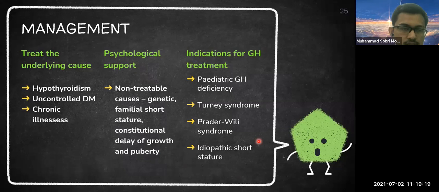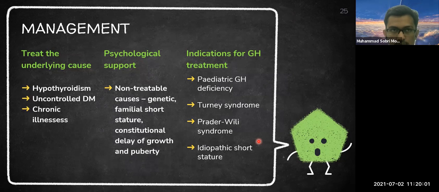So I'm just going to touch on the management generally. If the short stature is caused by an underlying cause, such as hypothyroidism, uncontrolled diabetes mellitus and other chronic illnesses, it is logical for us to treat the underlying causes first, and then only the problem of short stature can be solved. Also, a child with a non-treatable cause, such as genetic or familial short stature, or constitutional delay of growth and puberty, might need psychological support. So psychological support can be of help to these patients.